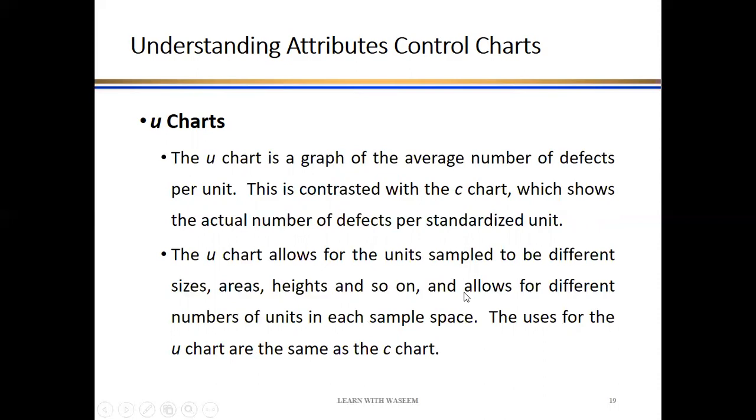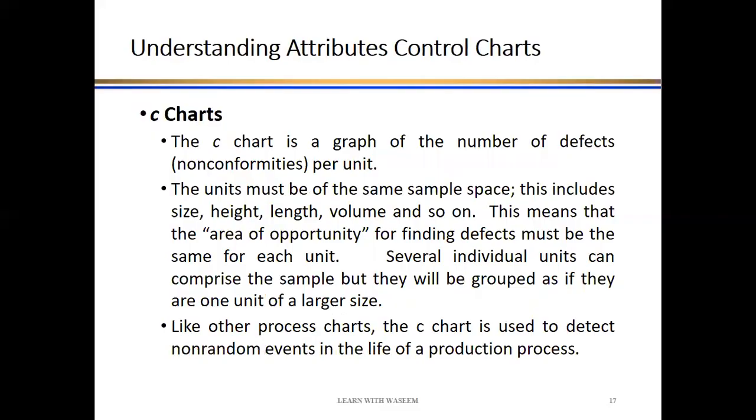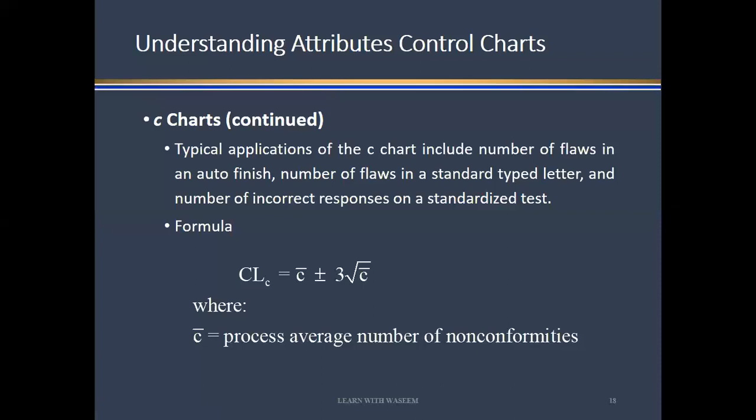Now let's look into the formulas of U and C charts. First, look into the formula of the C chart. These charts are similar, but one thing is different. For the C chart, in the formula we use the C bar value, and in a U chart we use the U bar value. To find the control limit for the C chart, you use the formula C bar plus minus 3 under the root C bar. C bar is the process average number of non-conformities.